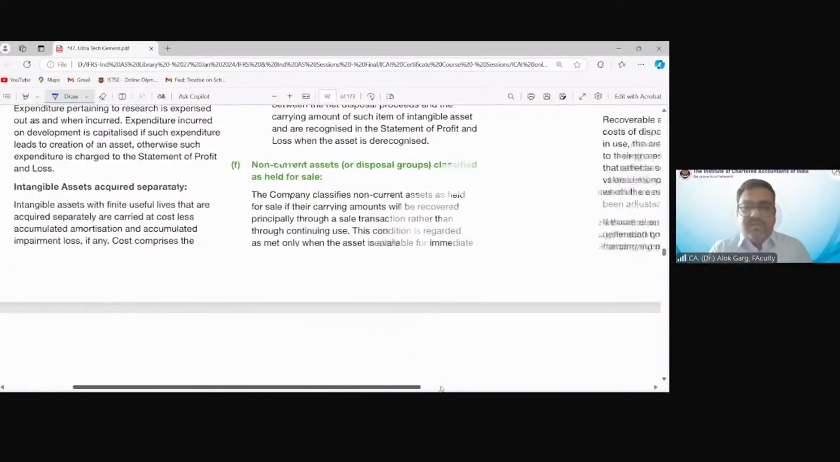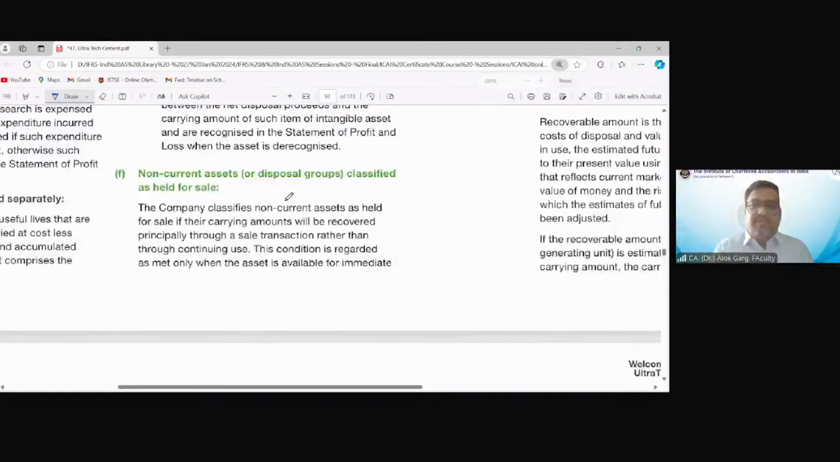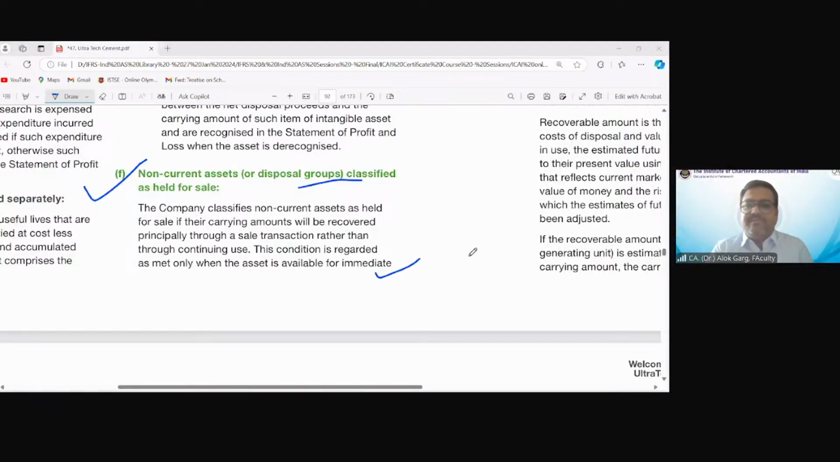Can you see the accounting policy here? Non-current assets or disposal group classified as held for sale. दिख रही है आपको accounting policy? Sumit, can you read this accounting policy? Please unmute your audio and read this accounting policy. Sumit, are you there? Yes, sir.